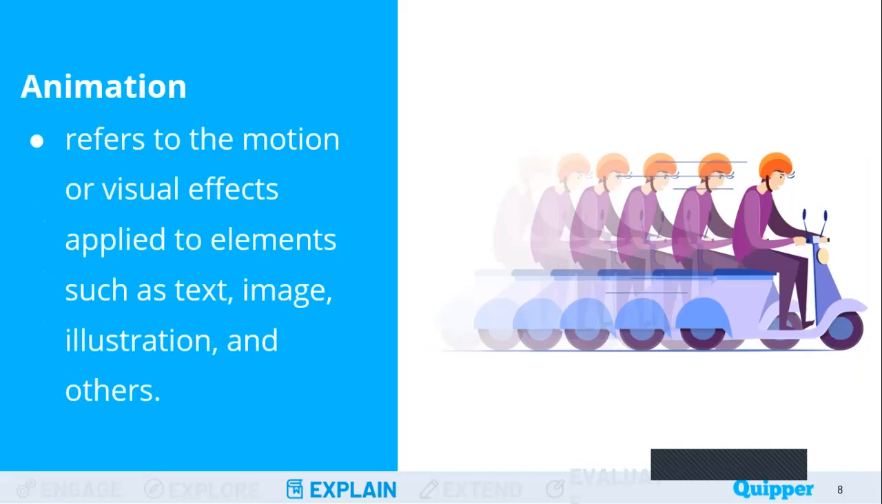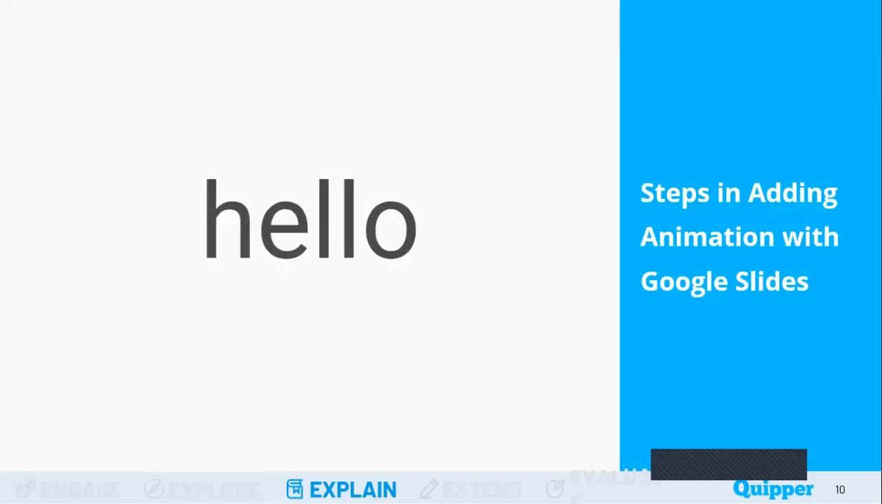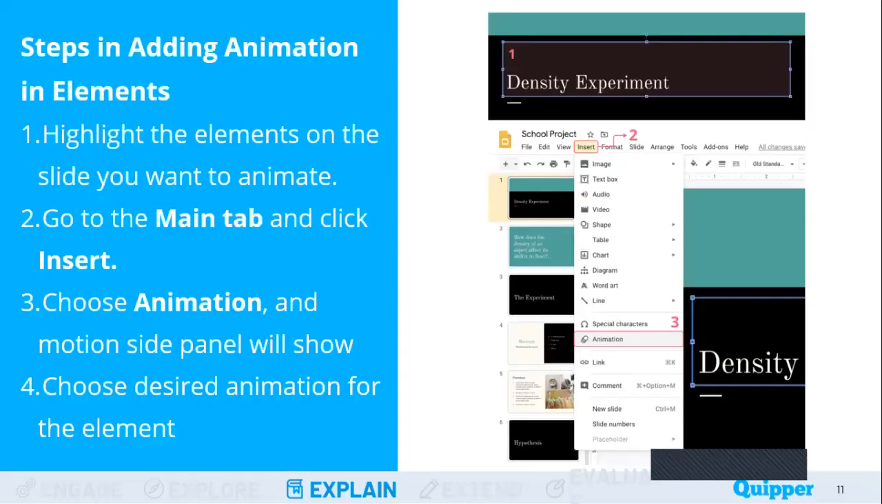Now, animation. Animation refers to the motion or visual effects applied to the elements such as text, image, illustration, and others. So animation is what you want to insert in your Word or PowerPoint presentation. So, there are steps in adding animations with Google Slides. First, highlight the elements on the slide you want to animate. For example, density experiment.